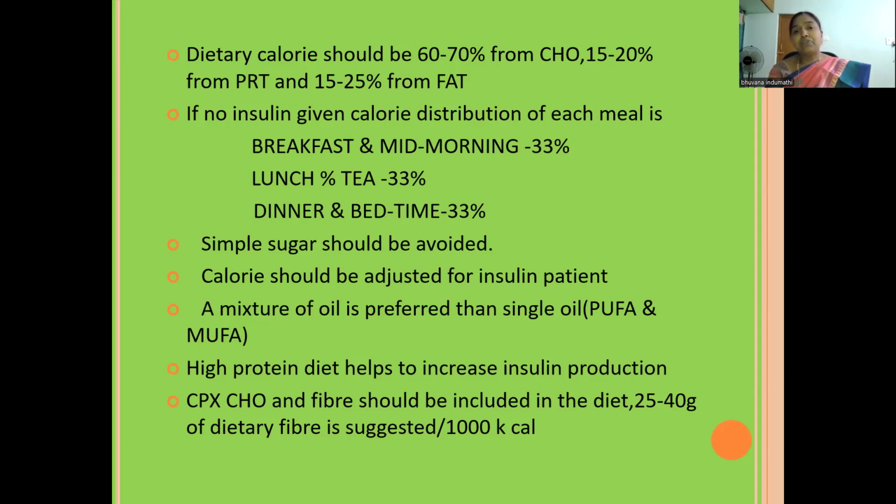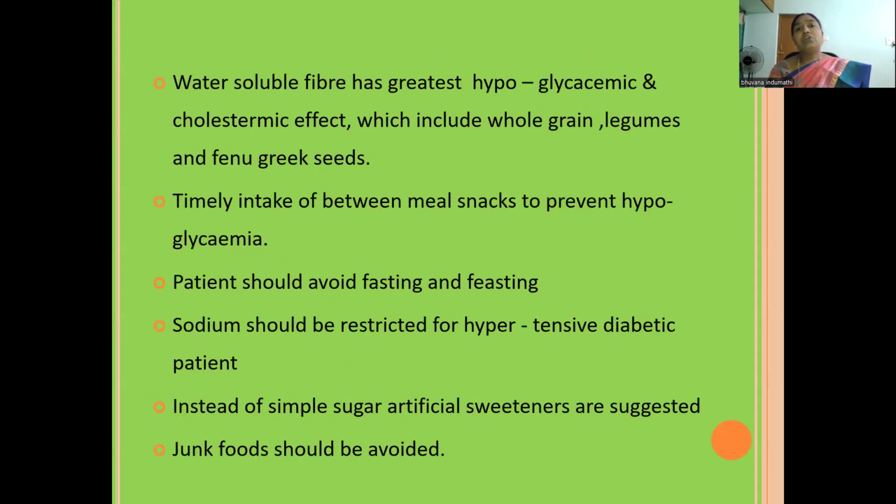A mixture of oils can be preferred. The oil can be rich in PUFA, that is polyunsaturated fatty acids, or monounsaturated fatty acids can be added. High protein diet helps us to increase insulin production. Complex carbohydrate and fiber should be included in the diet, and 25 to 40 grams of dietary fiber is suggested per 1000 kilocalories. Water-soluble fibers may be the greatest thing to reduce hypercholesterolemia and hyperglycemia, and include whole grains, legumes and fenugreek seeds. Timely intake of snacks between meals to prevent hypoglycemia should be followed by the patient.